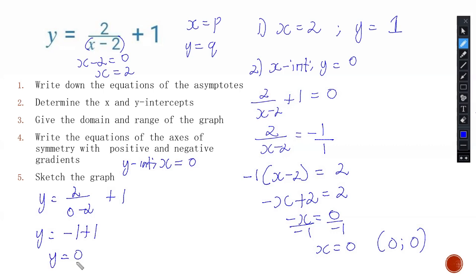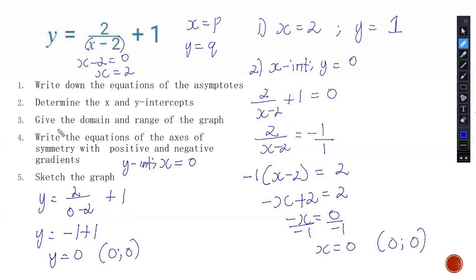So at this point, we have a rare case whereby our x-intercept and our y-intercept are the same. So we have (0, 0) as well. So we have the x-intercept and the y-intercept occurring at the same place, which is the origin.